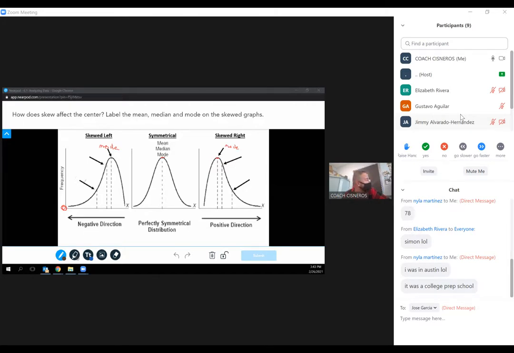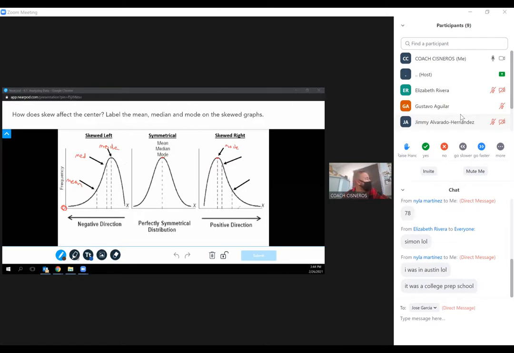So which one does this line have to be, the mean or the median? The mean, it has to be. The mean gets affected quite a bit by outliers. We already proved that earlier. The median gets affected a little, but not a lot. Okay, so this is the median.